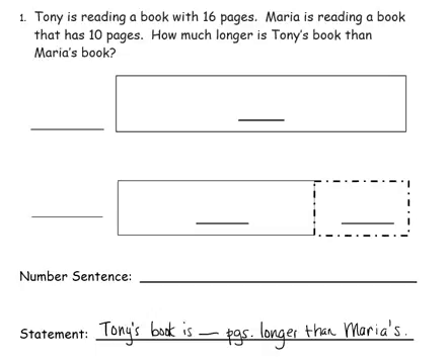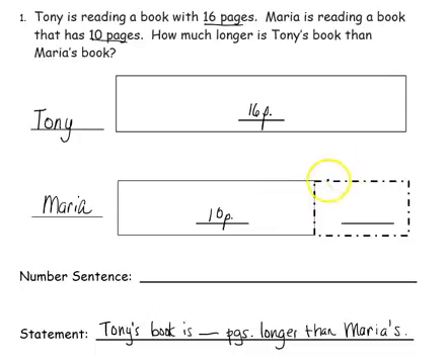Now let's fill in our tape diagram with information from the problem. If I go back to the start, it says Toni's reading a book with 16 pages. Maria is reading a book that has 10 pages. Since Toni is reading a longer book, we're going to put his name next to the longer tape diagram. So we'll put Toni, and then Maria will be by the shorter tape diagram. Okay, we also know that the book Toni is reading is 16 pages long, so I'll fill in that information. And we know that Maria's book is 10 pages long, so we'll fill that in.